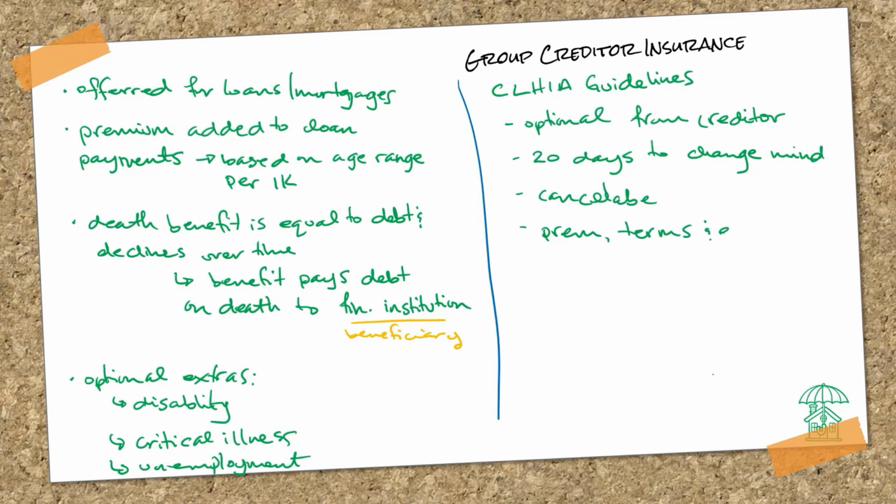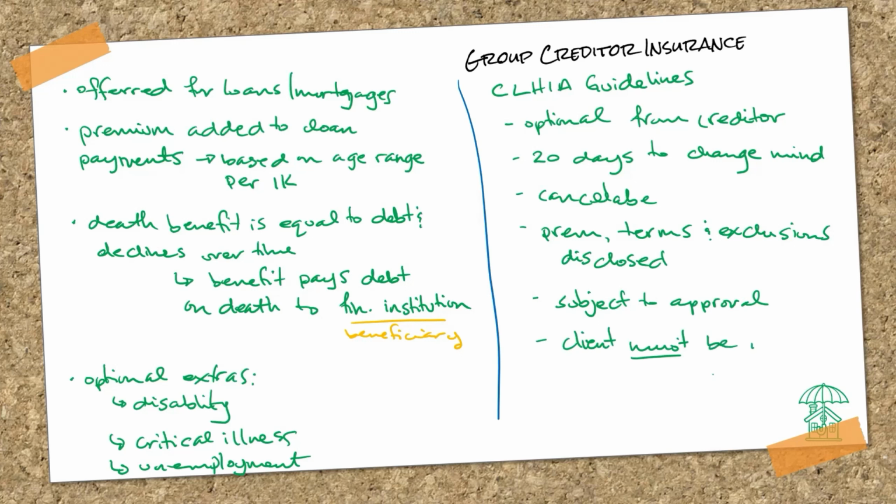The premiums and the terms and exclusions have to be disclosed to the client, and this is subject to approval. So sometimes they do have to provide financial or medical evidence. And in that situation, if there is a decline, the client must be informed so they're aware they're no longer being covered. And that is everything for group coverage.